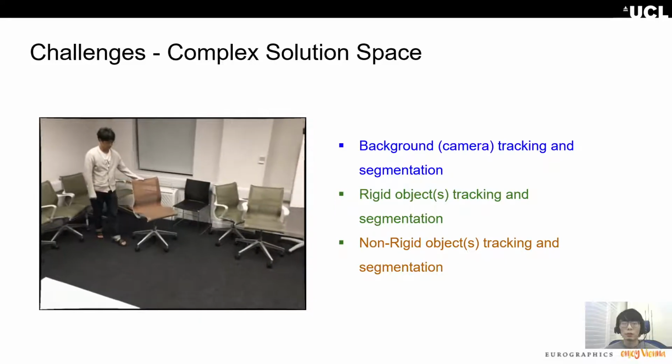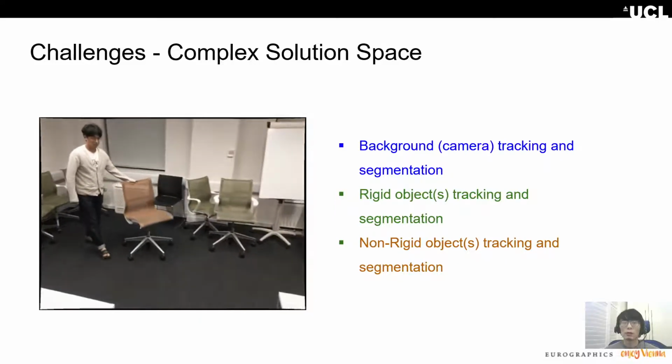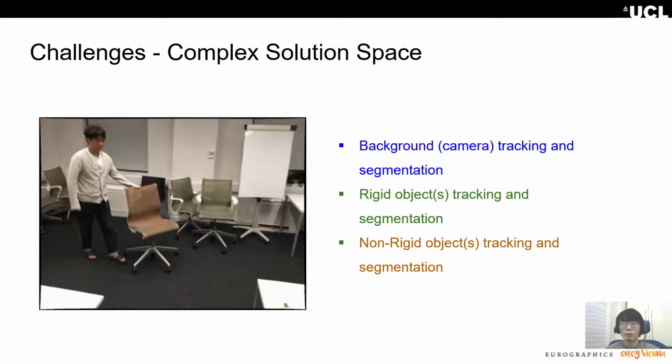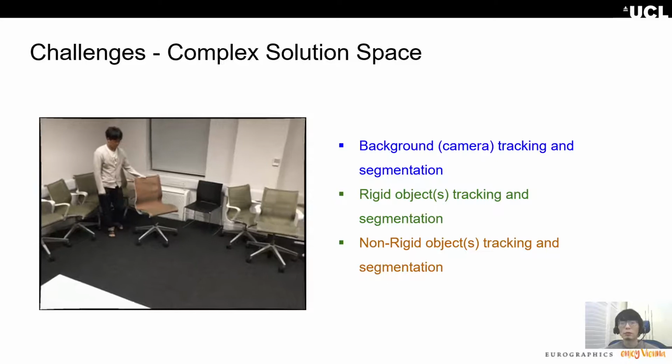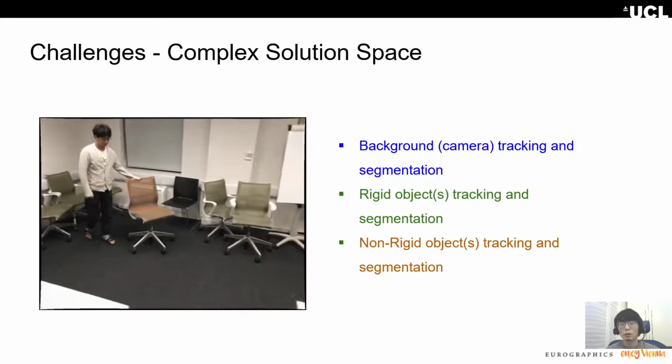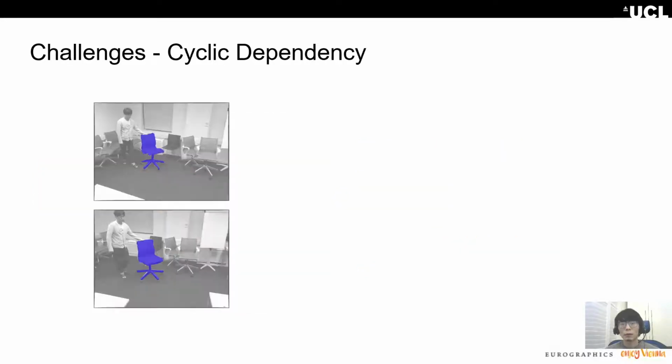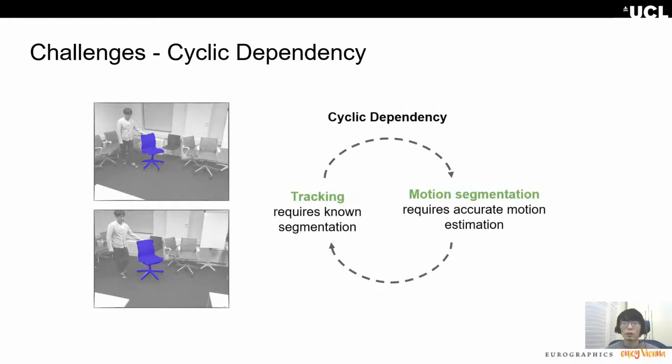After segmentation is predicted, the correspondence needs to be estimated and established across multiple frames, and all those things need to be done efficiently. Because segmentation is unknown, this problem has a cyclic dependency issue. To robustly estimate motion, you will require accurate segmentation. To predict accurate segmentation, you will require accurate motion estimation.